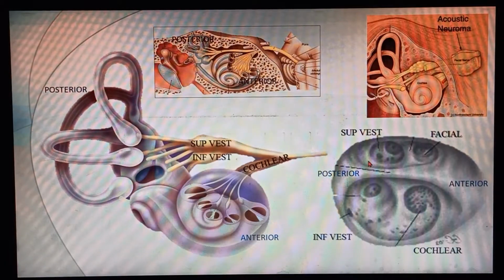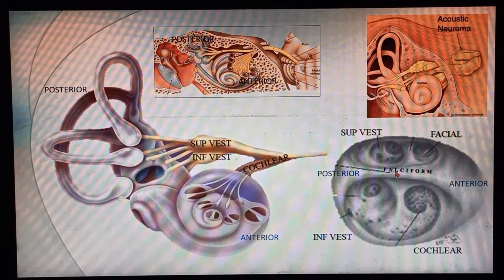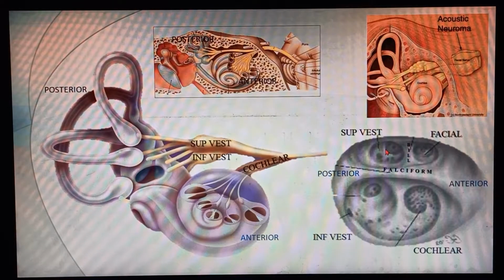That is the arrangement you see, and here again there is a bridge-like structure that separates the upper nerves from the lower nerves, that is your falciform crest. Remember, the falciform crest is a horizontally lying ridge that separates the superior vestibular nerve from the inferior vestibular nerve, as well as the facial nerve from the cochlear nerve. Also there is a vertically arranged bony bridge that separates the superior vestibular and facial nerve superiorly.